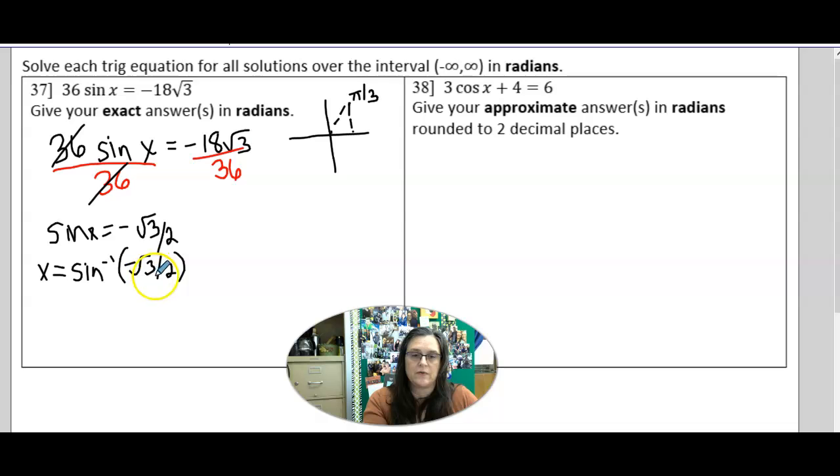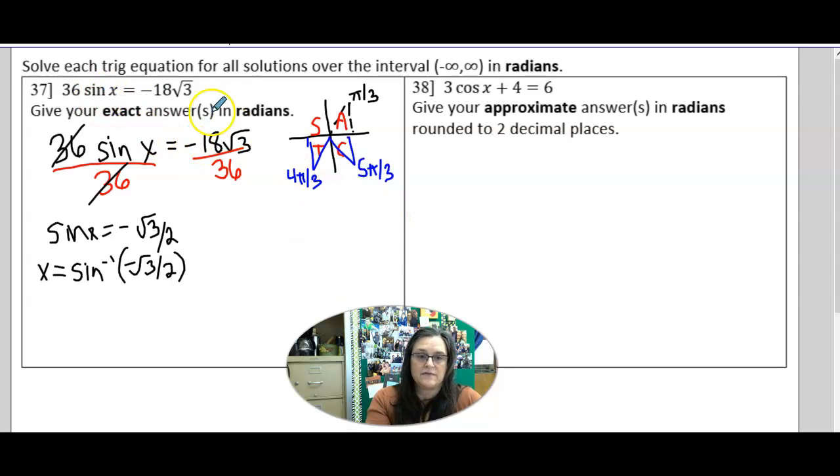Right, the principal value would be negative pi over 3, but we're asked to find all solutions over the interval negative infinity to positive infinity. So we're going to start by finding our first non-negative answer from 0 to 2 pi. And sine is negative in quadrants 3 and 4. So quadrant 3, when we reflect pi over 3, we get 4 pi over 3. And then quadrant 4, when we reflect pi over 3 into quadrant 4, that's 5 pi over 3.